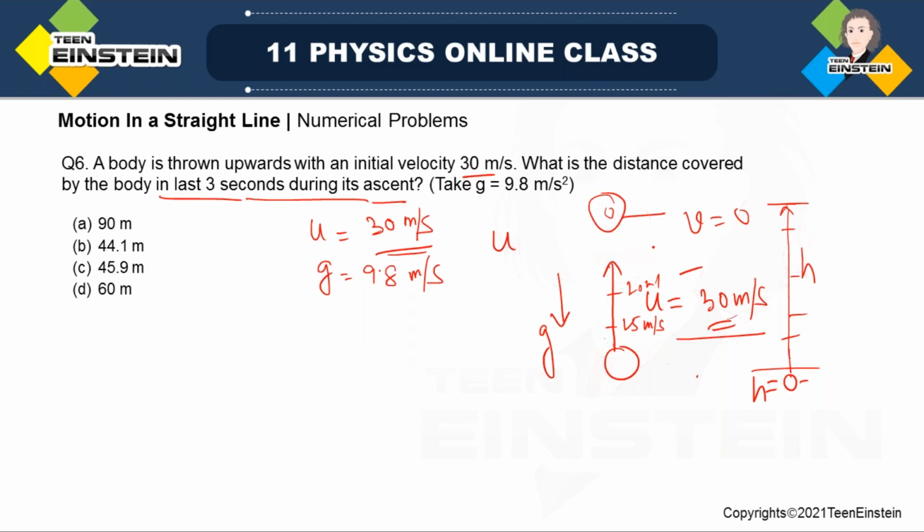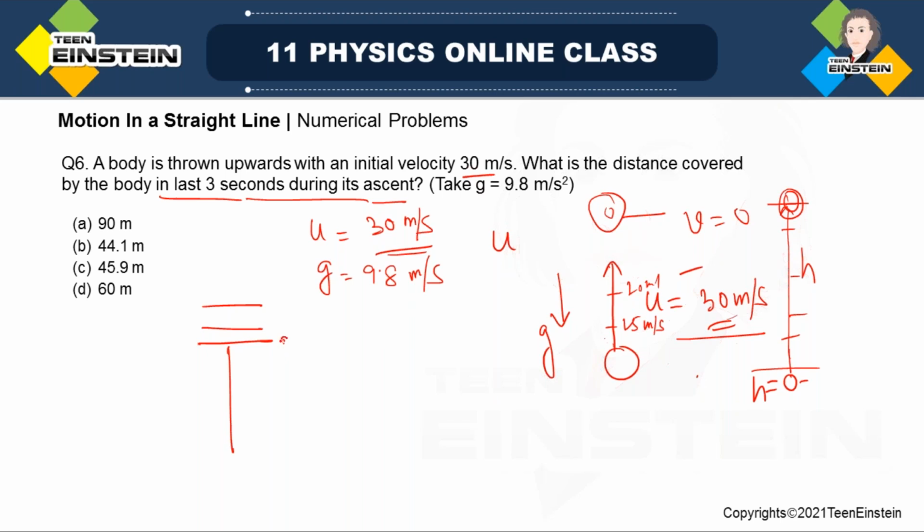So we can find out the total time when it reaches up to this height. That means when it stops, that I can find out. What you have to do is find out the distance traveled in the last 3 seconds. Suppose this is the whole time, and the last 3 seconds is 1, 2, 3. So the last 3 seconds starts here.